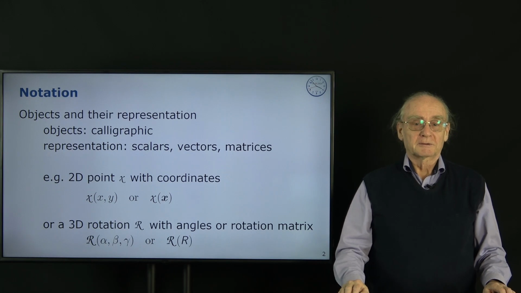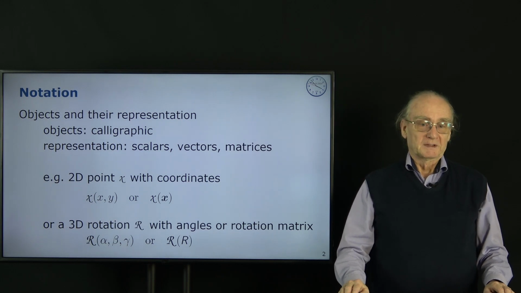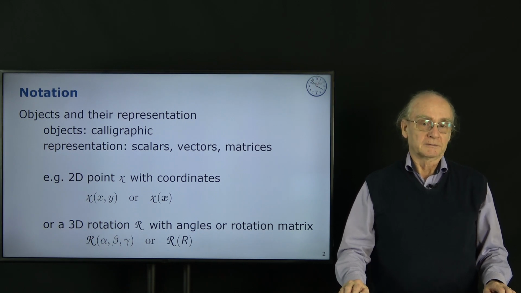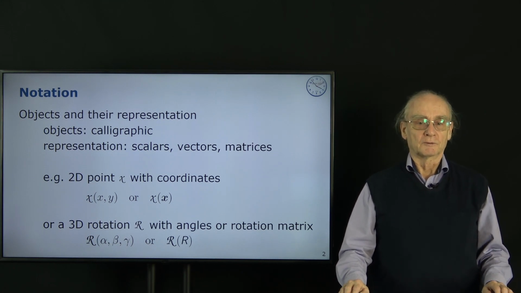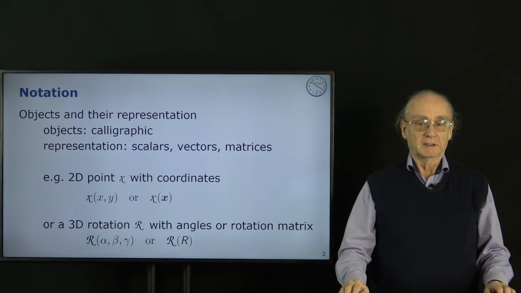First, I want to talk about the notation I use in this lecture, the objects and their representation. Objects I usually indicate with calligraphic letters, and the representations are usually scalars, vectors, and matrices. So for instance, if you have a point in 2D, then it has either coordinates x, y, or a coordinate vector x. This is boldface in contrast to the non-boldface x, y coordinates. Or you have a 3D rotation, R, which is calligraphic, with angles alpha, beta, gamma, or described by a rotation matrix.